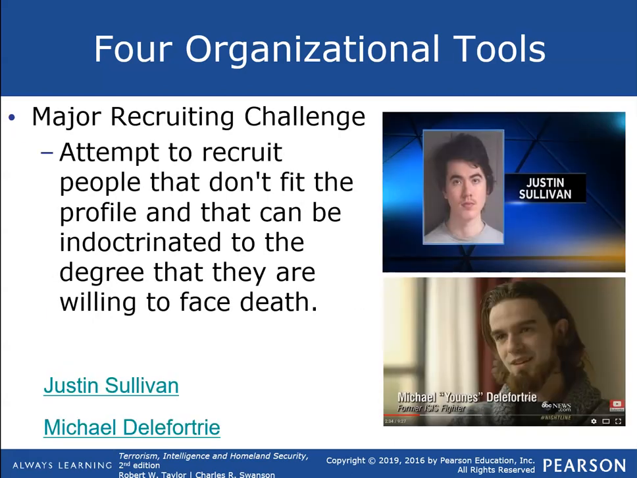Now, some recruitment efforts are aimed at recruiting people who don't really fit the profile of a terrorist. So, for example, Boko Haram is recruiting women who are basically pliable enough to be suicide bombers with babies cuddled in their arms. So when you think about that, this recruiting challenge is to recruit people that don't fit the normal profile of, let's say, a suicide bomber, right? And those that can also be indoctrinated to the degree that they're willing to face death. So they have to be different, but they also have to be willing to die for the cause.